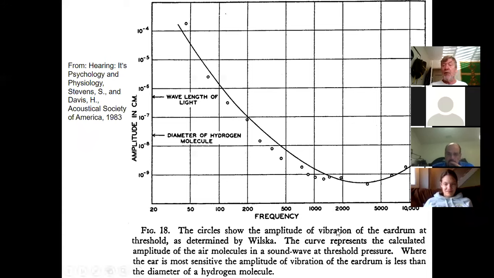The circles show the amplitude of vibration of the eardrum at threshold. Okay? As determined by a guy named Wilska. Anyway, the curve represents the calculated amplitude of air molecules in a sound wave at threshold. Where the ear is most sensitive, between 1,000 and 5,000, the eardrum vibration was less than the diameter of a hydrogen molecule. Yikes. Okay? Not very much.